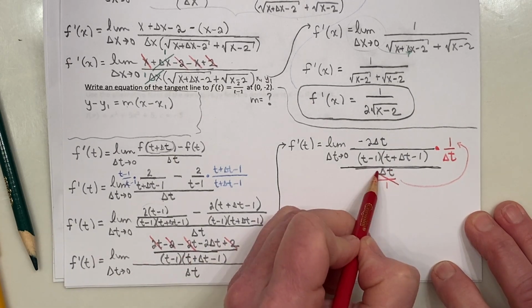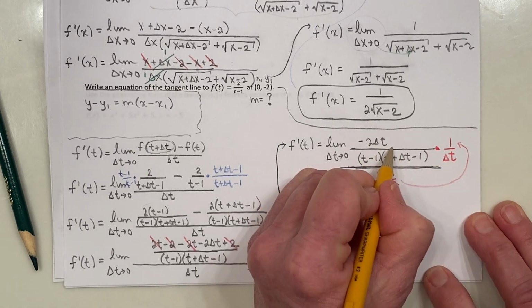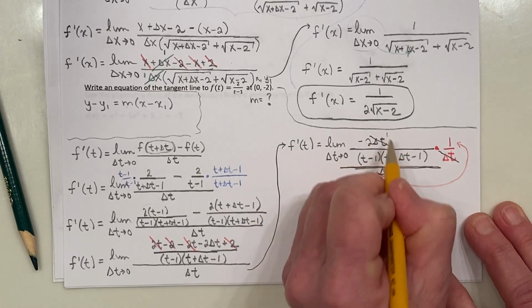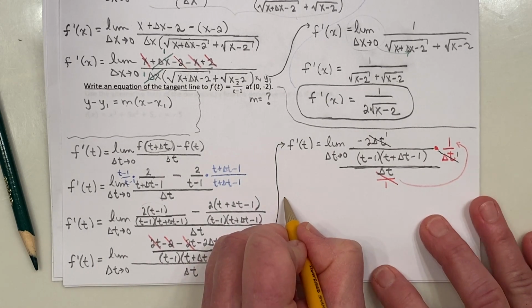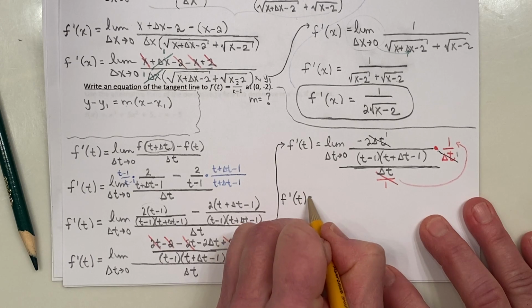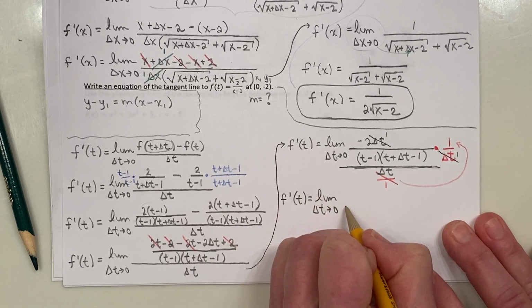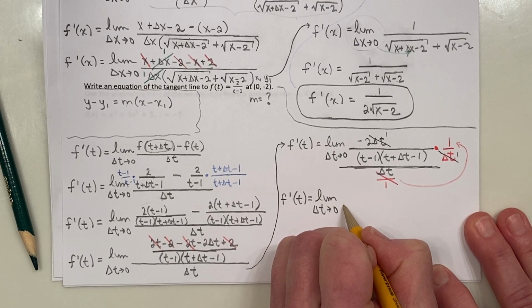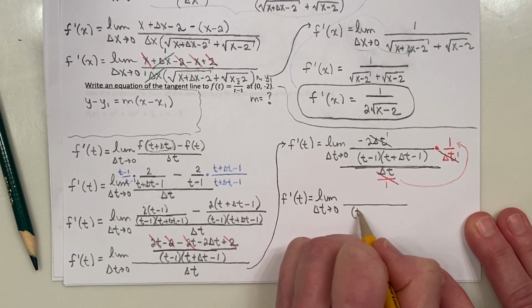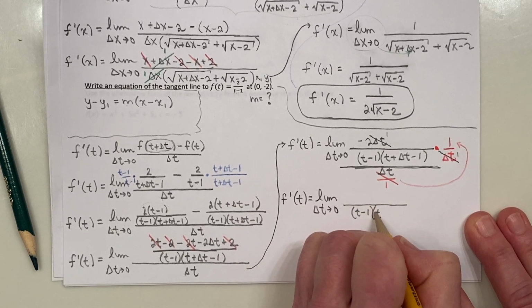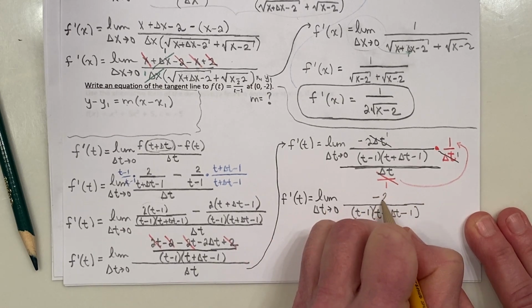And so this will be gone when you multiply by the reciprocal. And notice across these fractions, I can divide out the delta t and the delta t. They divide out by a 1. So let's clean that up before we insert 0 for delta t. So f prime of t equals the limit as delta t goes to 0. If I clean this all up, I still have that negative 2 on top, and then the t minus 1, t plus delta t minus 1 down here.